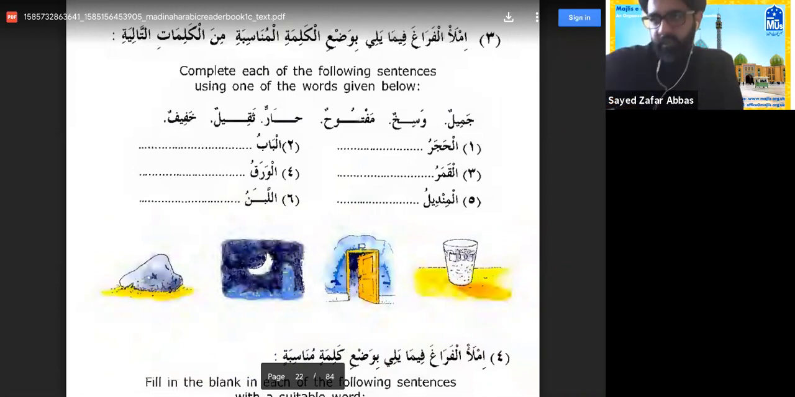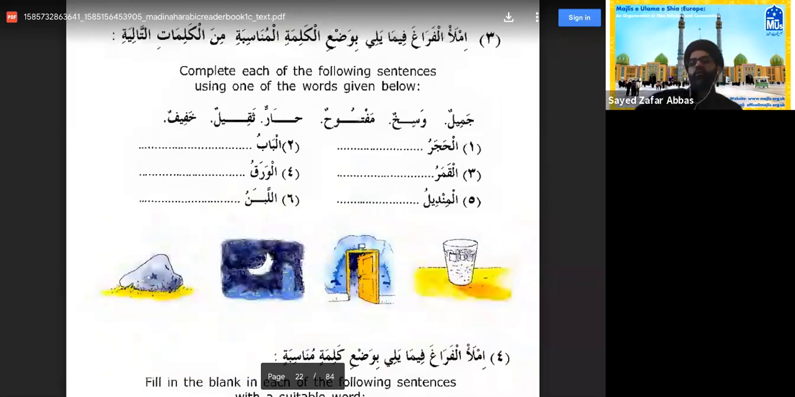So I'm gonna unmute everyone one by one again. And so al-hajaru, and then one of the words which of the 6 which are mentioned, which is most appropriate. Which word do you think should go after al-hajar?